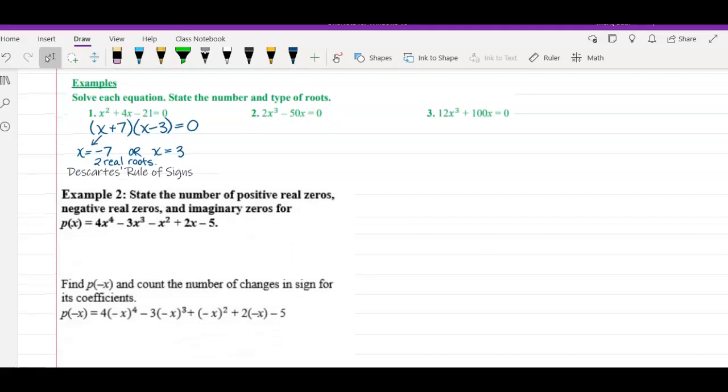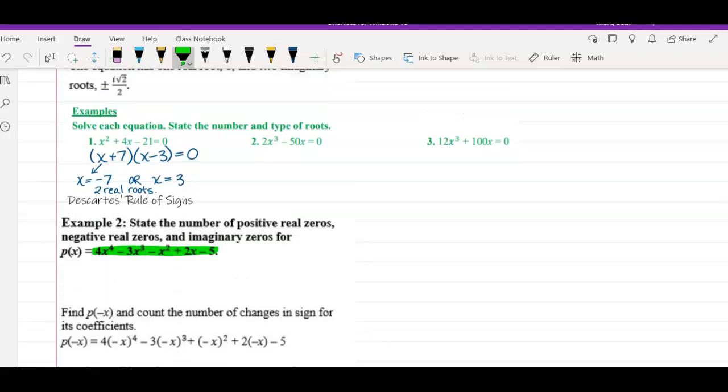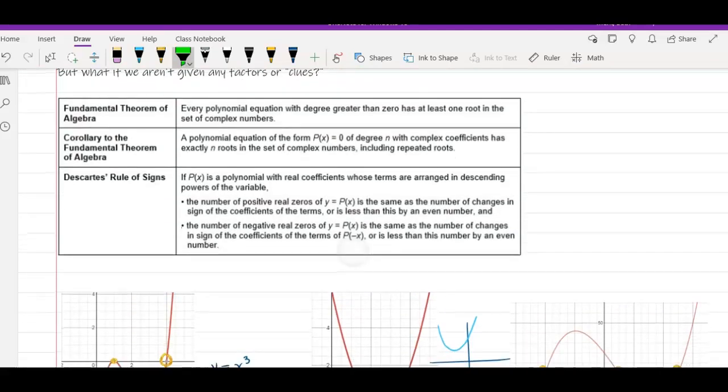Sometimes, though, we're going to have complicated expressions like you see here, where it's not going to be very easily factored. And that's when we're going to pull in Descartes' rule of signs as well as the rational root test. Descartes' rule of signs says, I'm scrolling back up in the notes, that if you have a polynomial with real coefficients and the terms are arranged in descending powers of the variable, like standard form, the number of positive real zeros is going to be the same as the number of changes in the sign of the coefficients of the terms, or less than this by an even number.